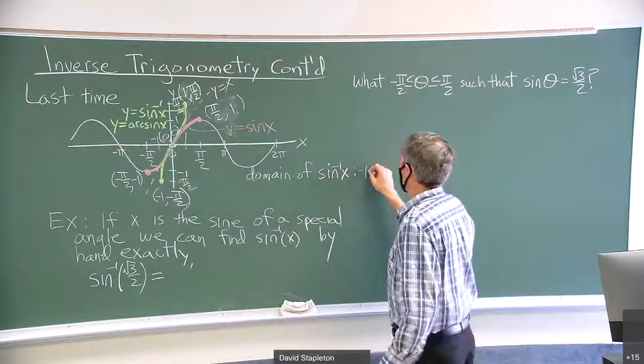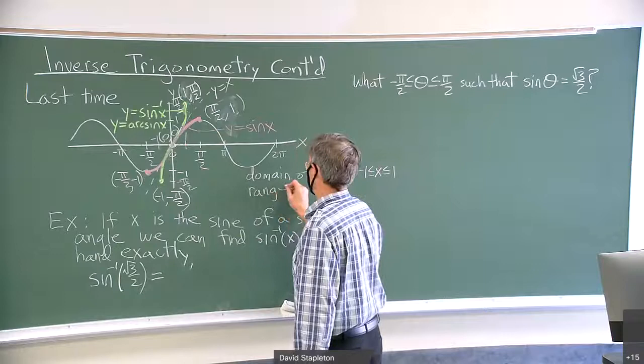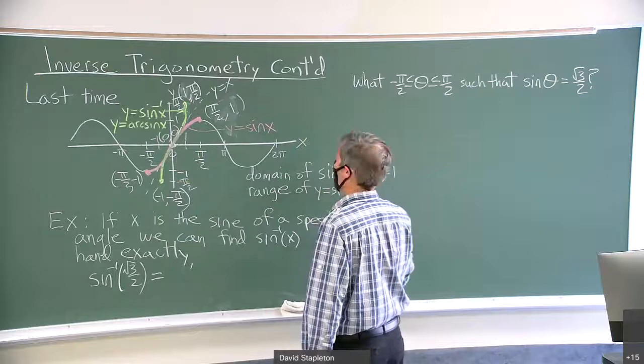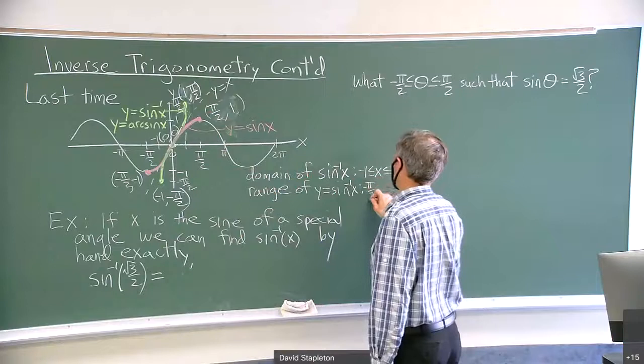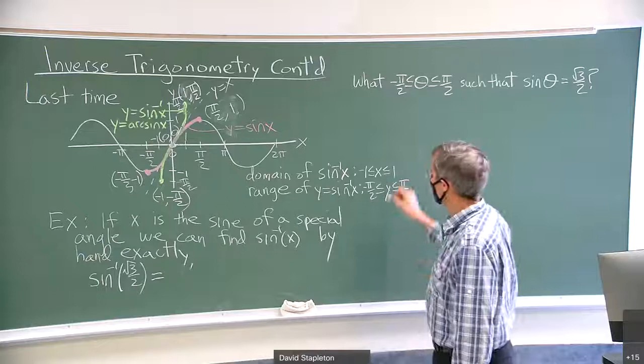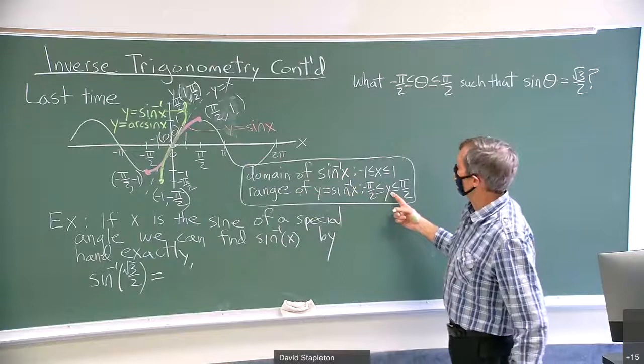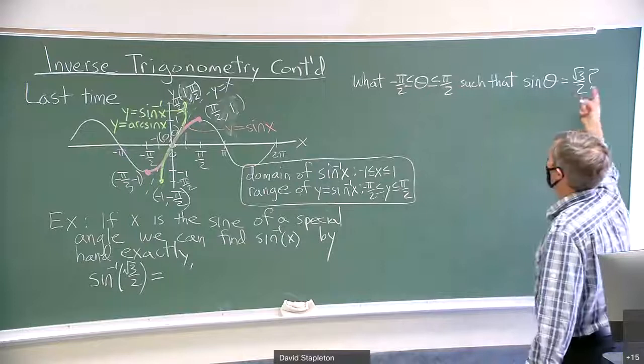But the range, all the y values that can come out: y can go between minus pi over 2 and pi over 2. If the range is that, those are the only y values that can come out. It's giving you the angle within its range that has that sine. That's what it's doing.